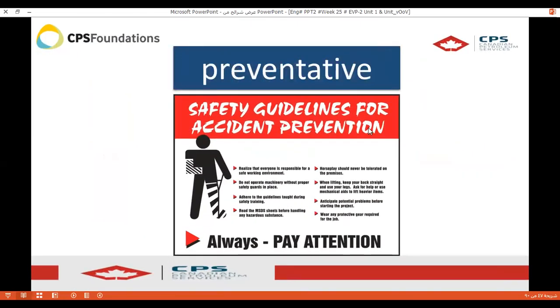These are some instructions that prevent the injury or the hazard. Preventive. To prevent means to stop something from happening. If you want to prevent an accident, it means that you take care and you have the PPEs that you need so that it doesn't happen. This is the meaning of the word preventive.